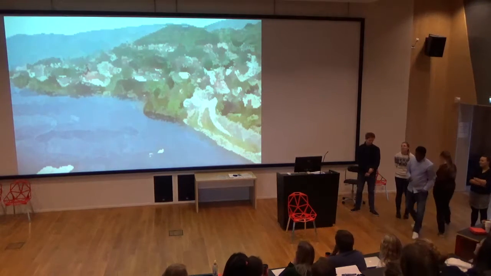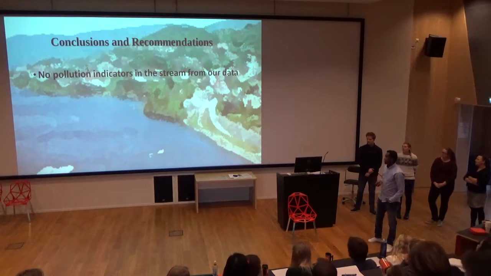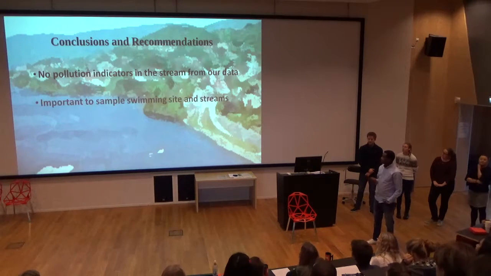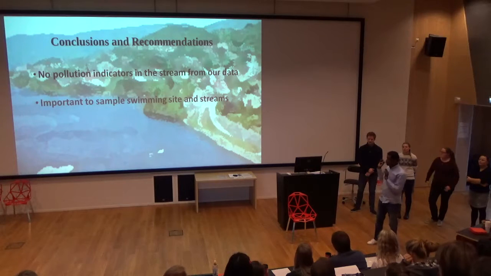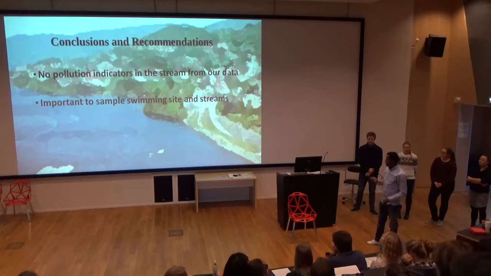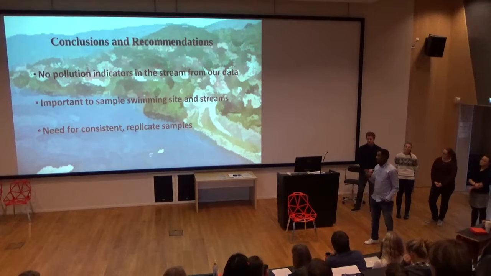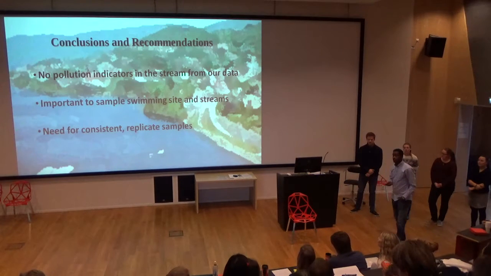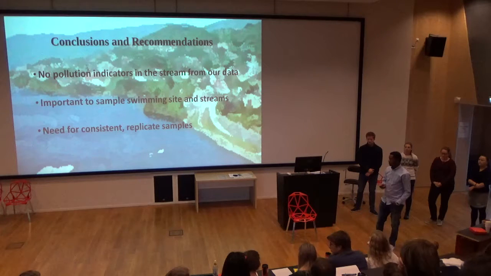So the conclusions and recommendations from the streams that we consider. The first thing is we cannot really find any pollution indicators in the streams from our data, of course. The second thing is it's always important to have the sampling of the bay and the streams at the same time to see the potential impact of the streams in the bay. Another important thing is it's always important to have consistent and replicate samples from the municipality. So we highly recommend that replicate samples be done when there is the bacterial analysis. Because if you do replicate samples, it gives an actual picture of the water quality.